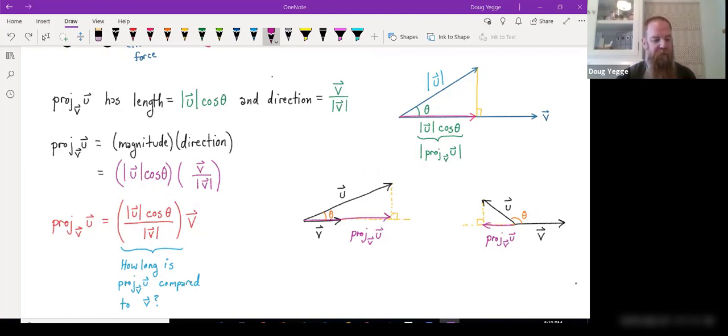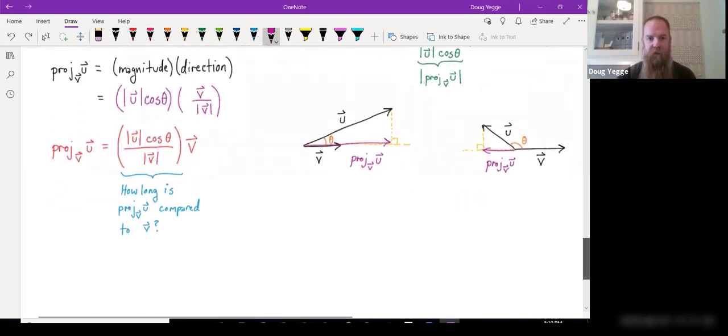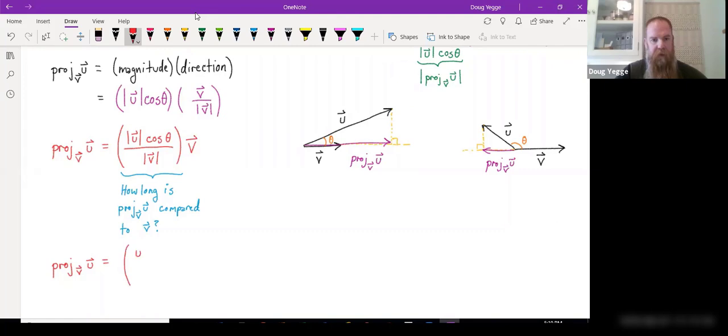But I'm going to do a little bit of fancy footwork here just to demonstrate that there's another way that you could actually look at this too. Okay? What if we were to do something a little peculiar here? I'm going to rewrite this formula. Let's say we have the projection of U onto V, and we still have this formula: the magnitude of U times cosine theta over the magnitude of V times vector V.